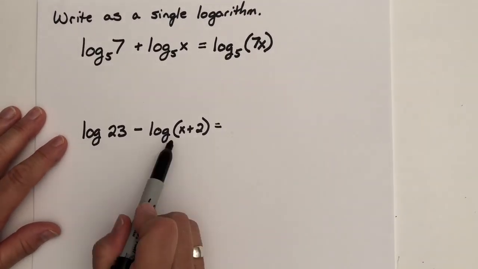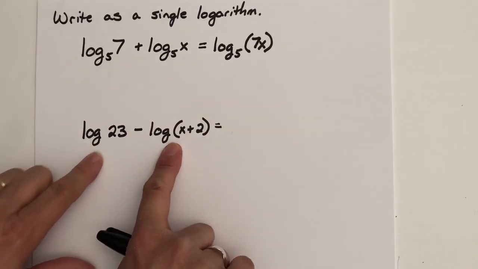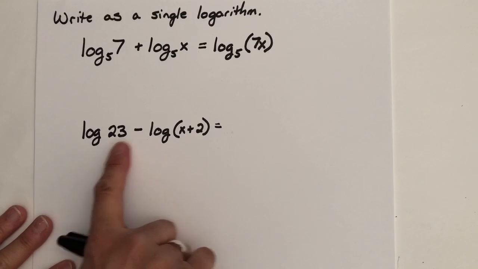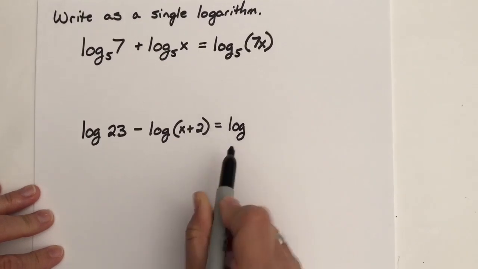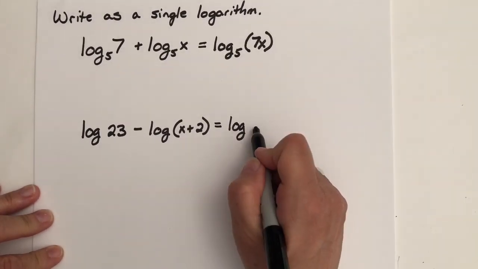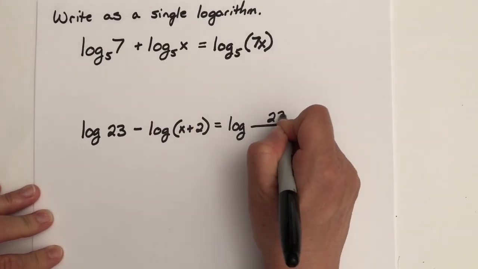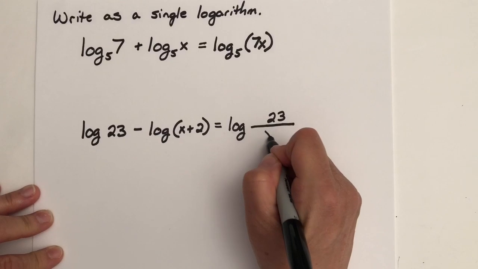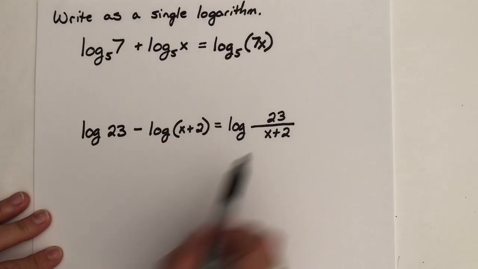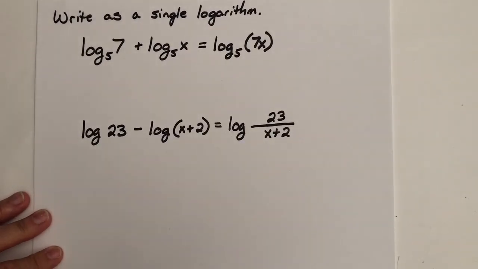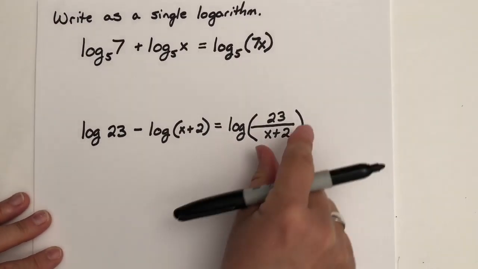And let's move on to this one. We have the difference between two logs. Notice the bases are the same as they were here. This happens to be base 10. But now we have the difference between two logs, so we know the result is going to be a single log of their quotient. And I know the first argument right here will go in the numerator, and this second one will go in the denominator. So we have the log of 23 over x plus 2. And it is okay to write it that way. Sometimes for clarity, people write parentheses around it, so it's very, very clear it's the log of that single fraction.